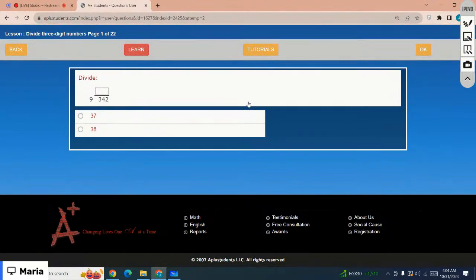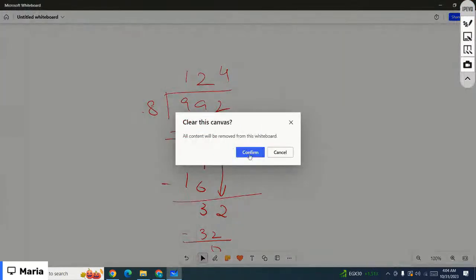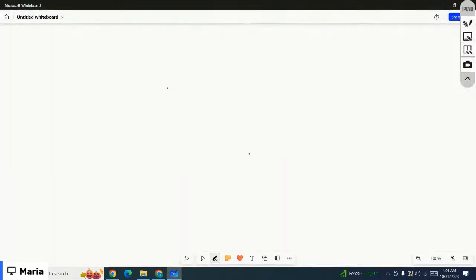The next one is 342 divided by 9. So you have 34. You need to count the table of 9 until you get 34, or the number that is less than 34, right? So 9 times 1 is 9. 9 times 2 is 18. 9 times 3 is 27. 9 times 4 is 36. So we can go for 9 times 3.